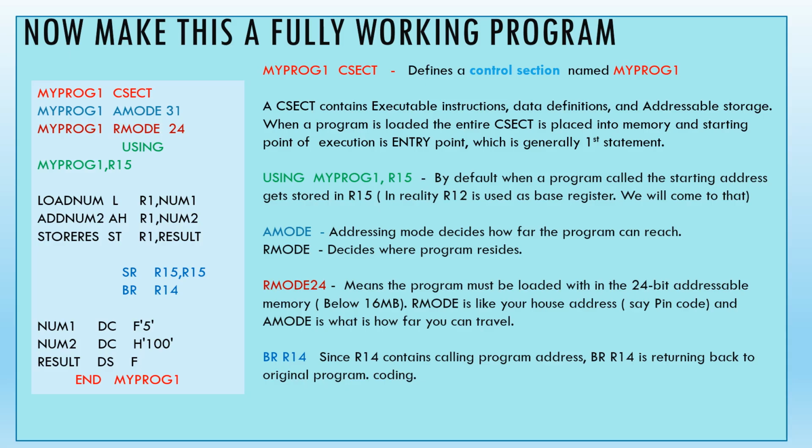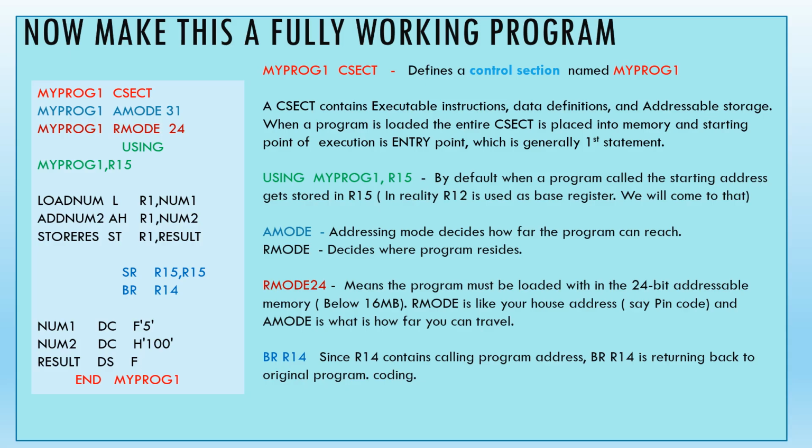So what is A mode and what is R mode? As I was saying, the entire CSECT gets loaded in this particular area, which we will come to. In case you need to access something which is outside this storage space, that is where you look into the A mode. So R mode 24 means the program must be loaded within the 24-bit addressable memory, which is 16 MB. But let us assume that the data you are trying to access is somewhere else, beyond the 16 MB. Then what will you do?